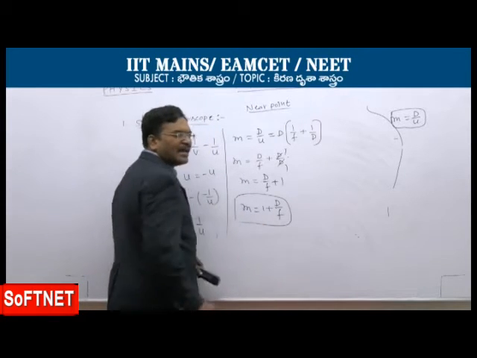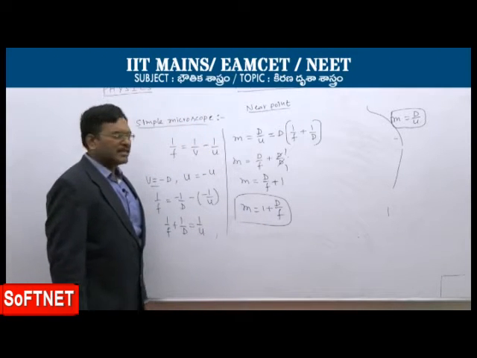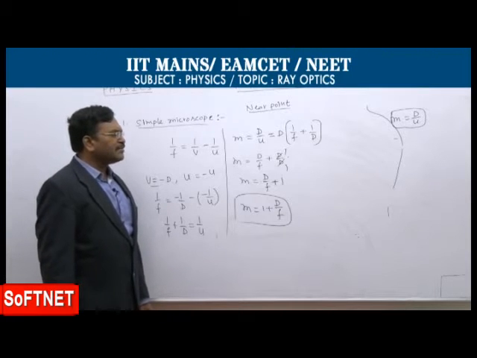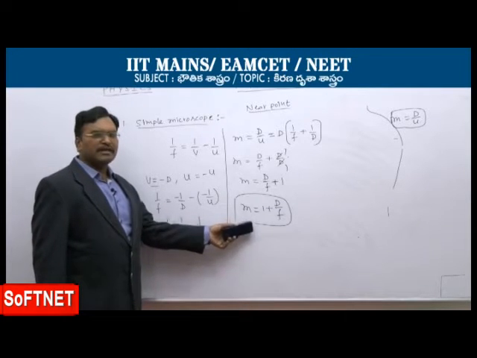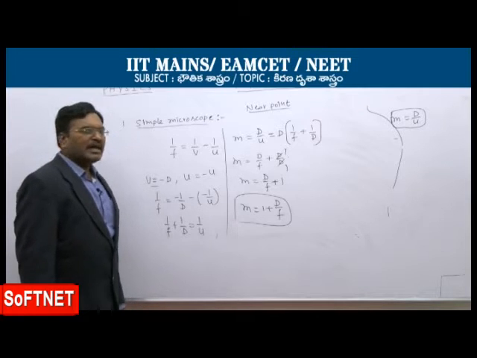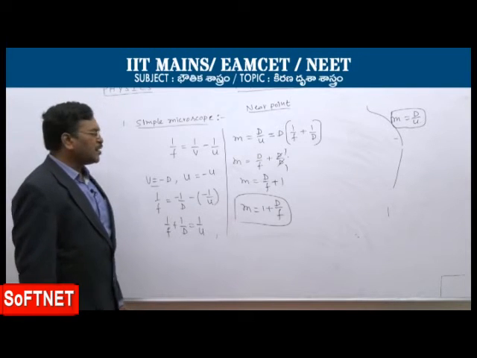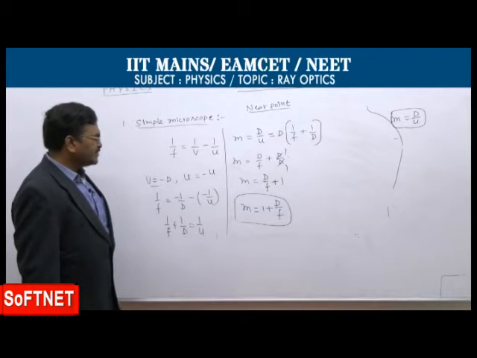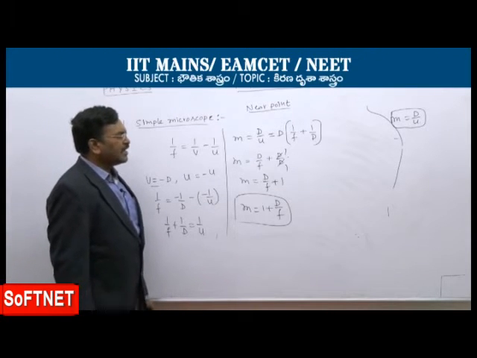What is f? F is the focal length of the convex lens. Image forms at near point. Here magnification, what is the formula? 1 plus d by f. Otherwise, image forms at far point. Image forms at far point, v becomes what? Infinity.